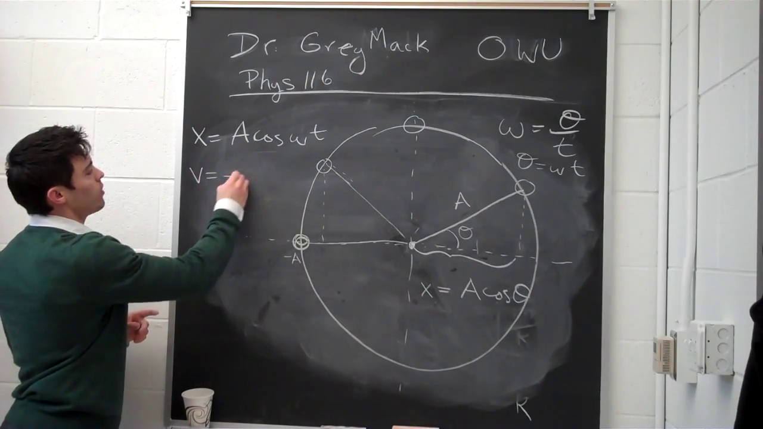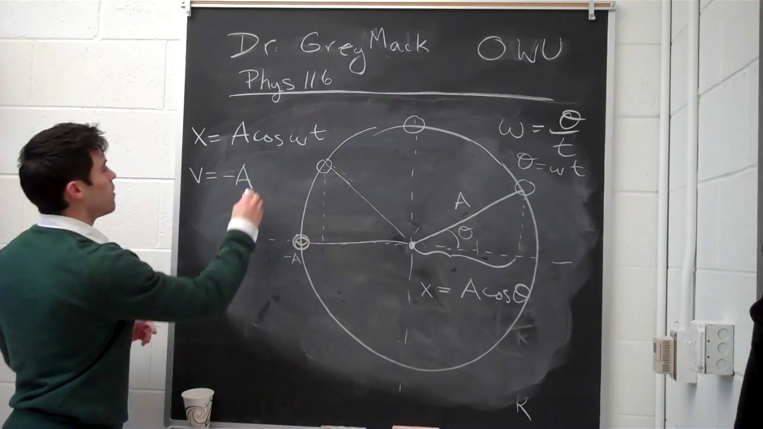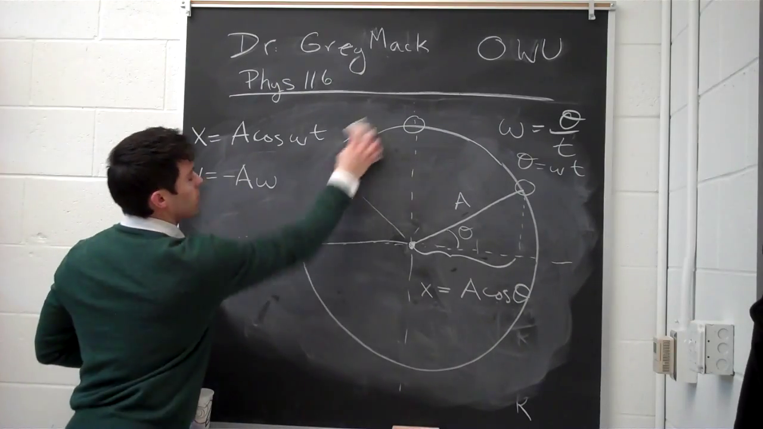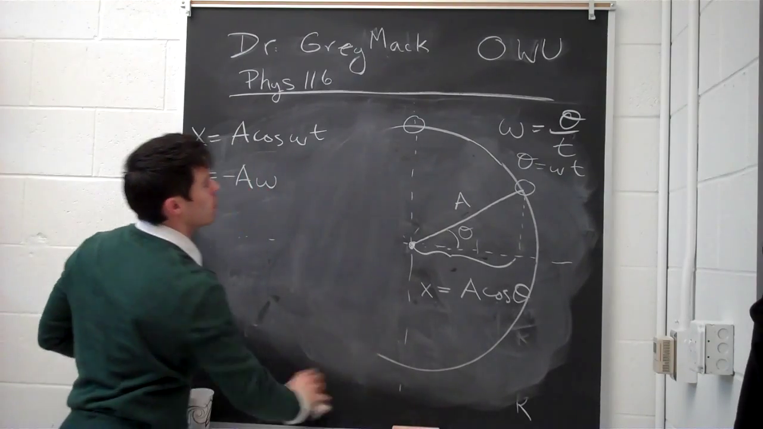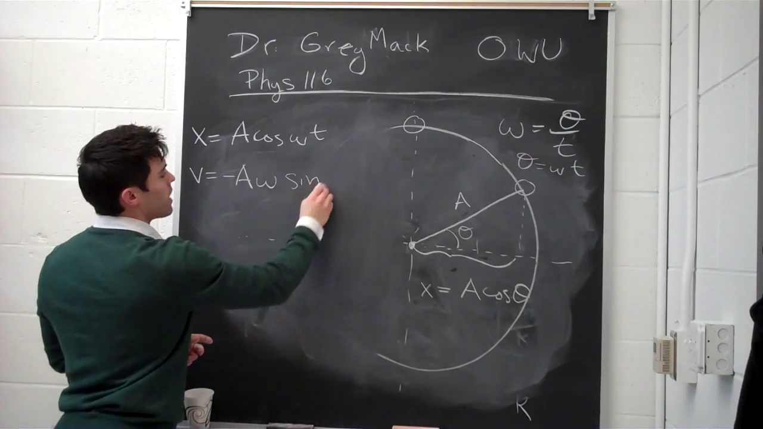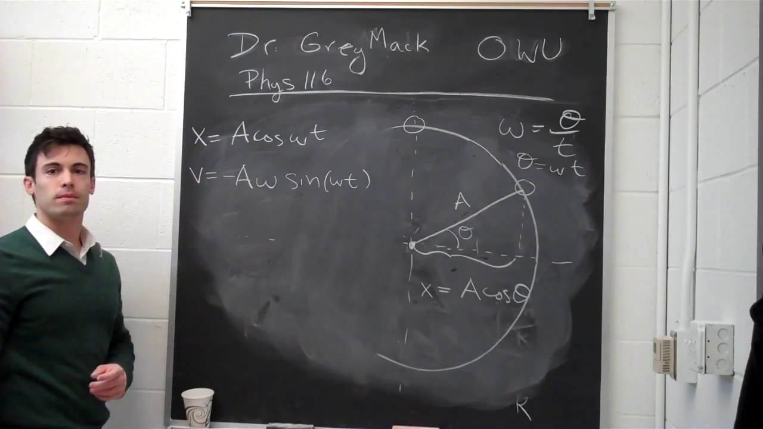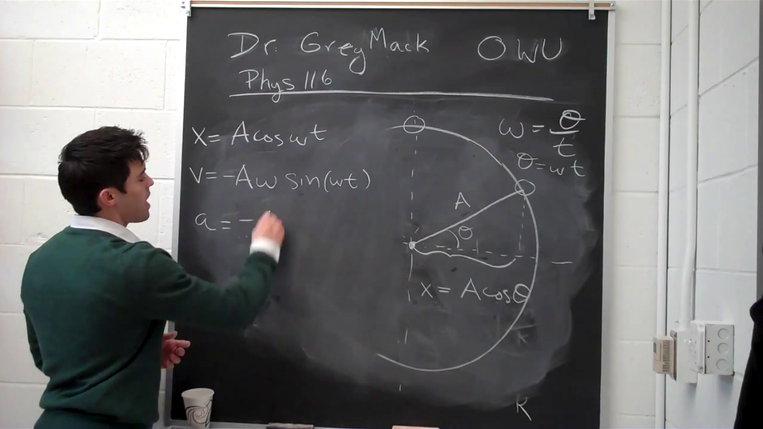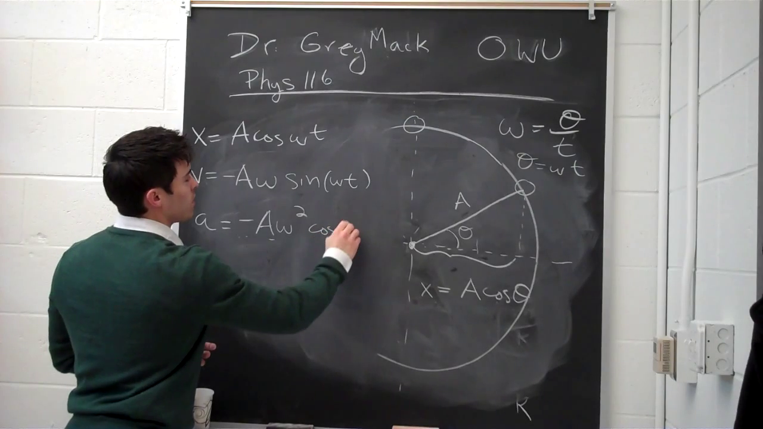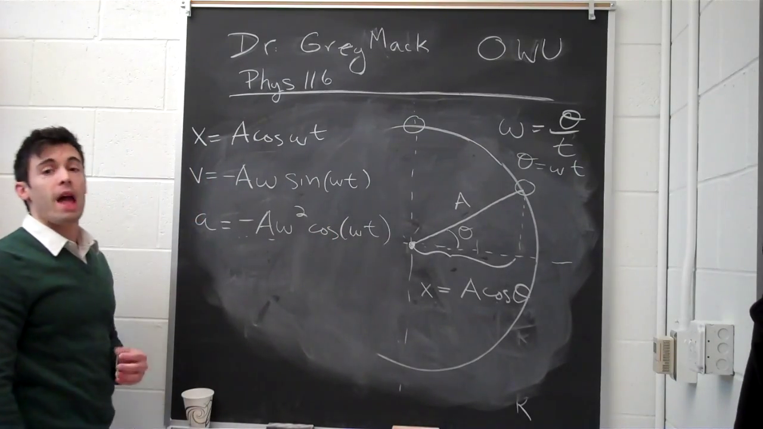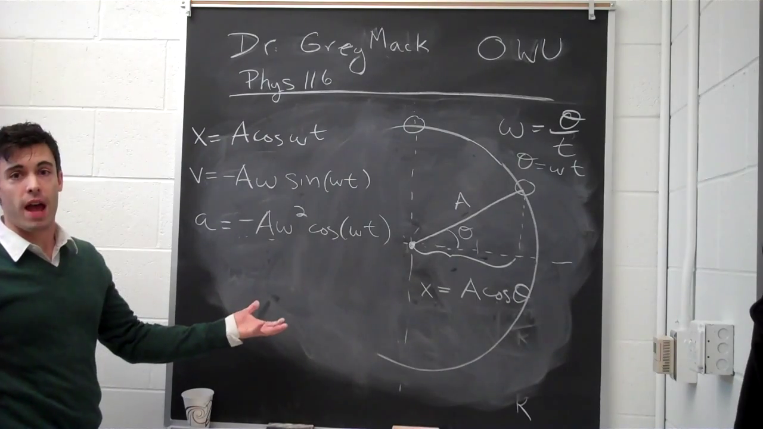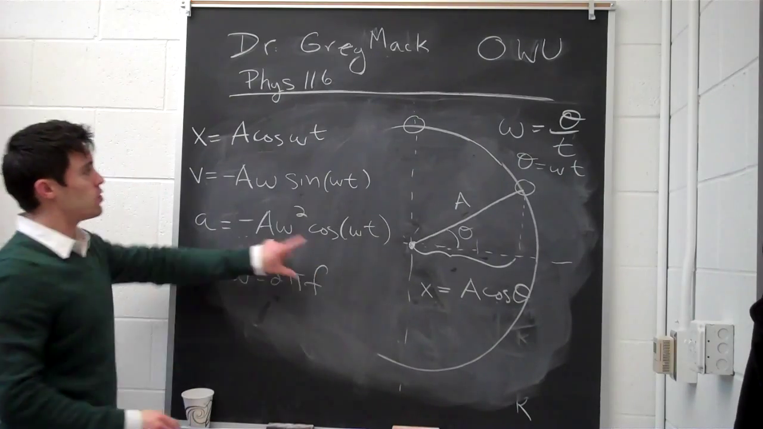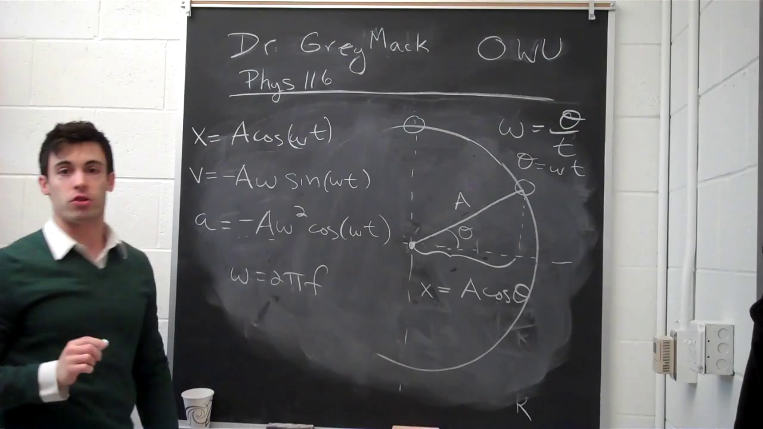And then we can also figure out, based on some other things, that v, the speed at which it's going around the circle, is equal to minus A omega times the sine of omega t. Okay? And then the acceleration it's experiencing going around the circle is minus A omega squared times the cosine of omega t. And if you wanted to work in terms of frequency instead of angular frequency, you can just put omega equals 2 pi f into each one of these arguments for the trig function, and you can solve it that way.